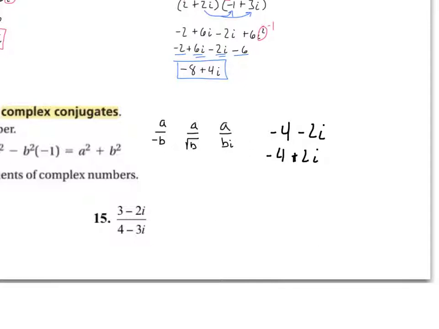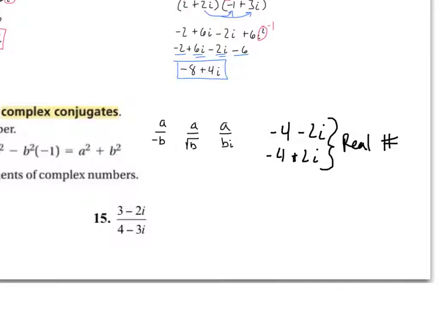That's the conjugate. What's the point of that? The point of that is that if I multiply these two together, I'm going to end up getting a real number. That's the point of the conjugate. So if I multiply a complex number times its conjugate, I'll get a real number. All right? Now let's see where that's going to be used.